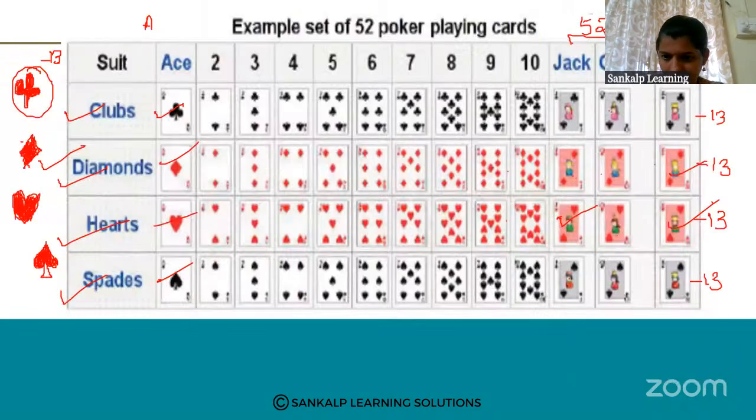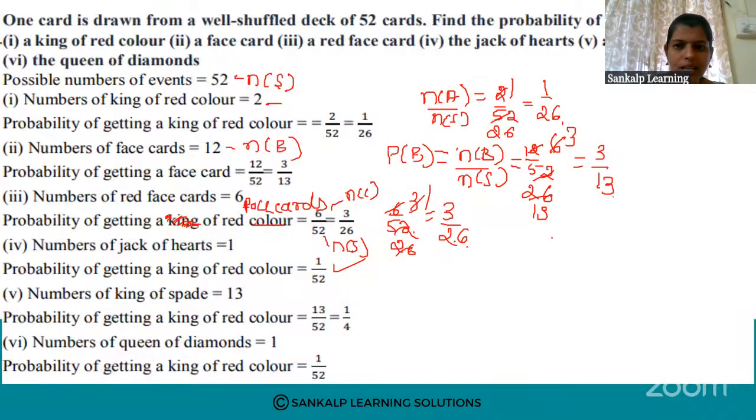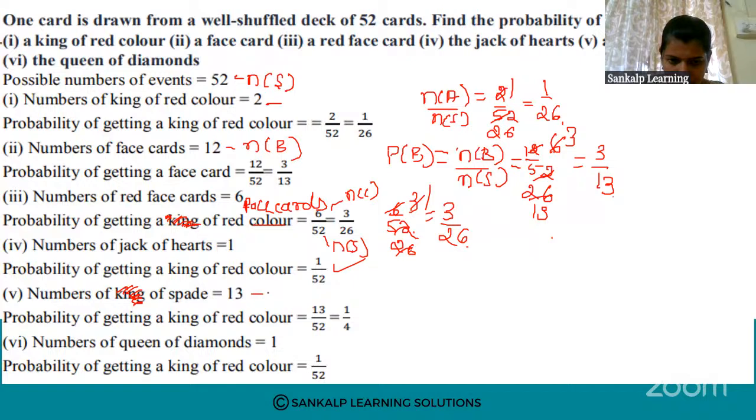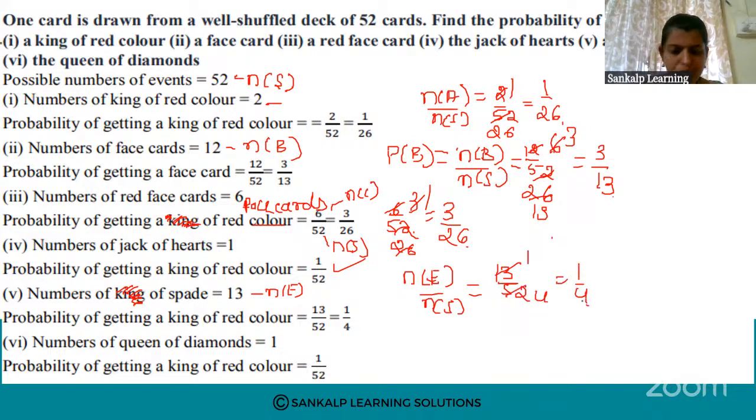Number of king of a spade. Okay, I think in the fifth question it is not king, it is the number of spade cards. Not king, it is only the number of spades. How many cards are there? 13 cards are there, so that set we call a spade cards. So 13 divided by, I will call it N of E. N of E divided by N of S. N of E is 13 divided by 52. 13 ones are 13, 13 fours are 52. So 1 divided by 4 you will get.